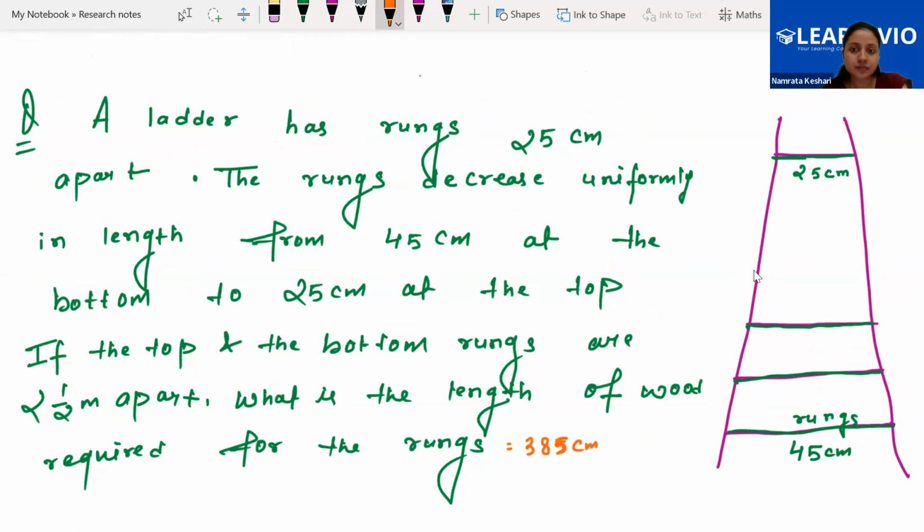Sn is equal to n by 2 into (a plus l). Here Sn, we know a, we know l. First, we have to find the n. How will we be finding n?